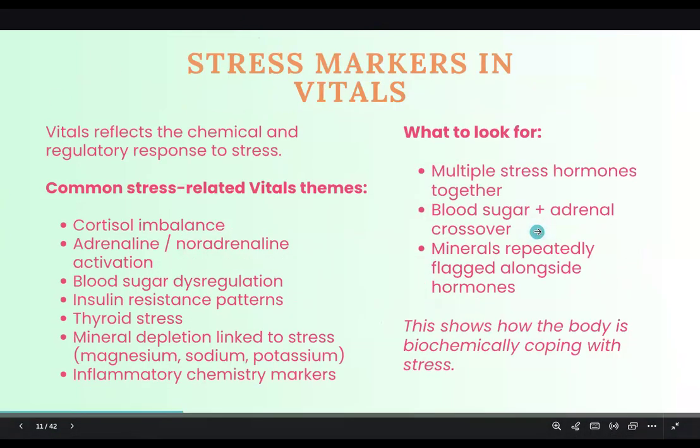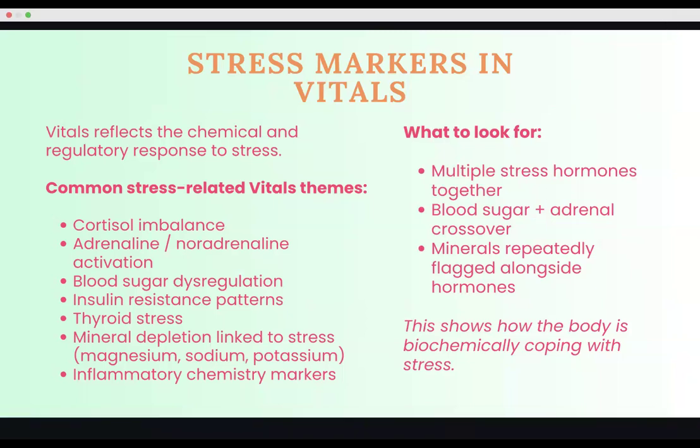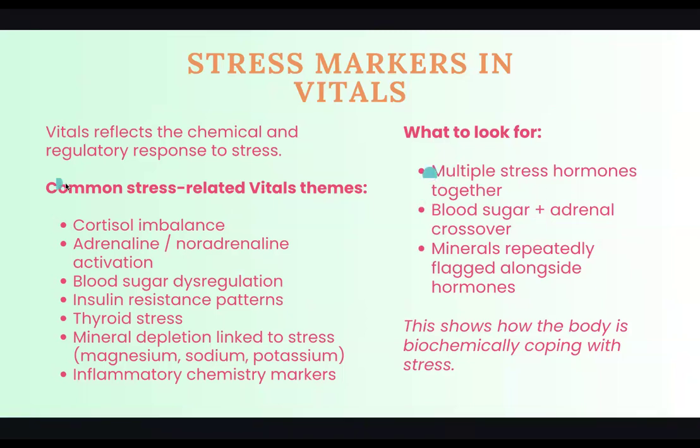All right, let's move on. So stress markers and vitals. Look, these are some common ones. I'm just trying to move us around so I can see what I'm. Oh my God, it won't go anywhere. Okay, here we go.